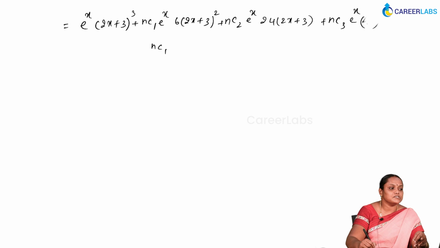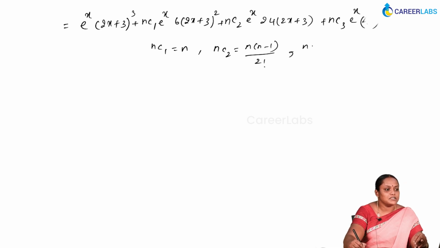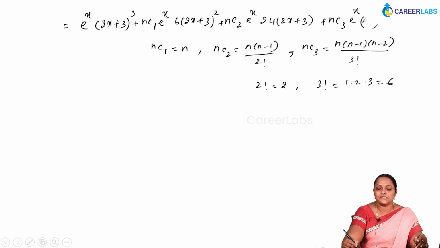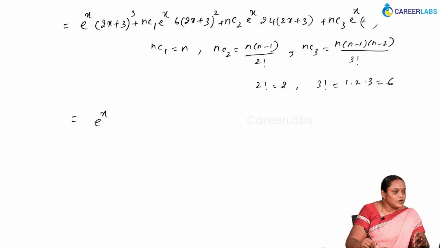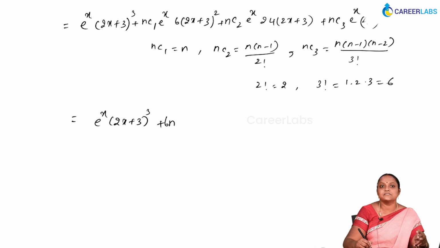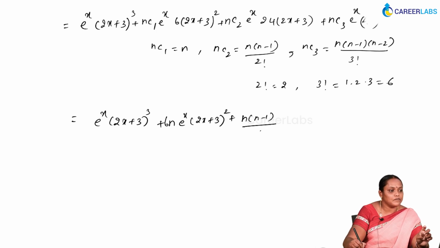Now let us substitute for nC1. What is the value of nC1? This is n. nC2 is equal to n(n-1) divided by 2 factorial, and nC3 will be equivalent to n(n-1)(n-2) divided by 3 factorial. What is the value of 2 factorial? It is 2, and 3 factorial is 1 into 2 into 3, so this will give you 6. Therefore this is nothing but e power x into (2x plus 3) the whole cube. For nC1 it is n. Already you have 6 as a constant. Let us write it as 6n e power x (2x plus 3) the whole square. For nC2 it is n(n-1) divided by 2.